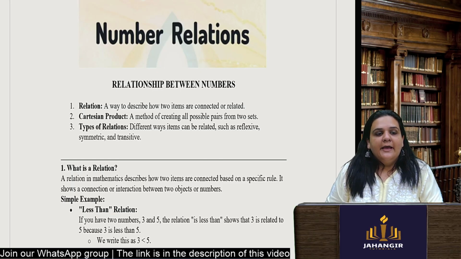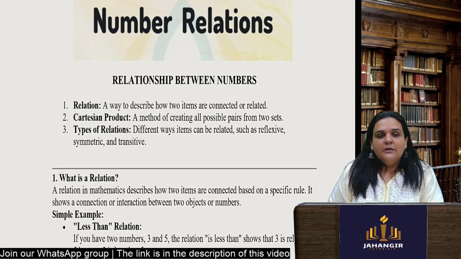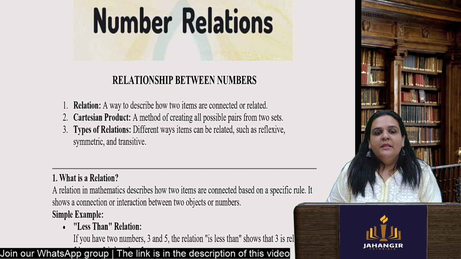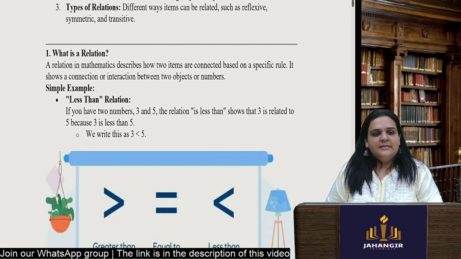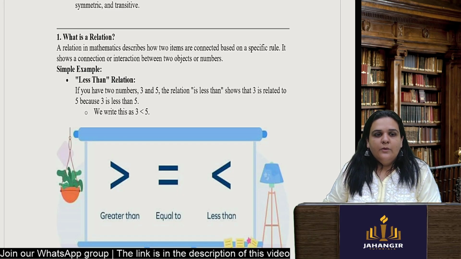Then there are 3 things in this. One is relationship, connection. One is the Cartesian product, a method of creating all possible pairs from 2 given sets. And then types of relationship: symmetric, transitive, reflexive, whatever the relationship is. So now, understanding the first basic ones which we learnt in school when we were kids. We know the equal to sign, the greater than sign, and the less than sign.